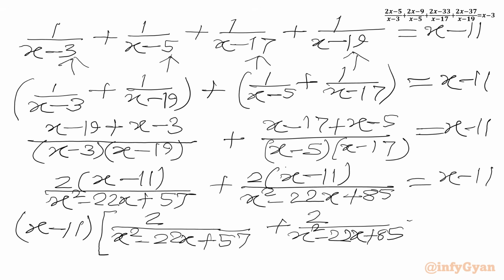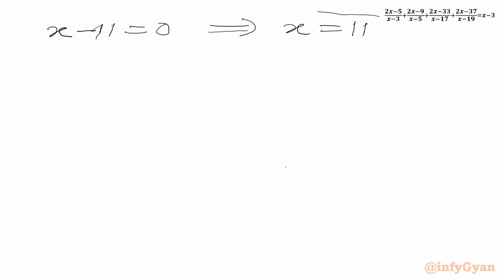Then we'll be writing x minus 11 equal to 0. Now we have to use the zero product rule, so we are going to get two equations. The first equation would be x minus 11 equal to 0. From this equation we are going to get our first real solution, x equal to 11.